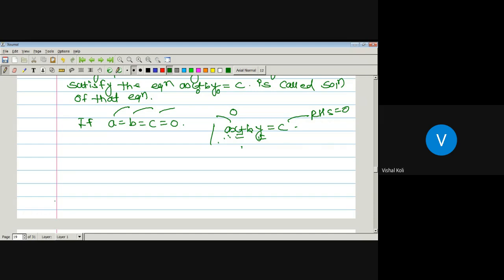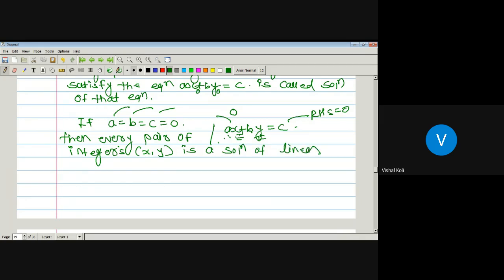Yes, sir. Okay, so any pair of integers x and y satisfies that equation. So whenever a equal to 0, b equal to 0 and c equal to 0, then every pair of integers x and y is a solution of that linear Diophantine equation.